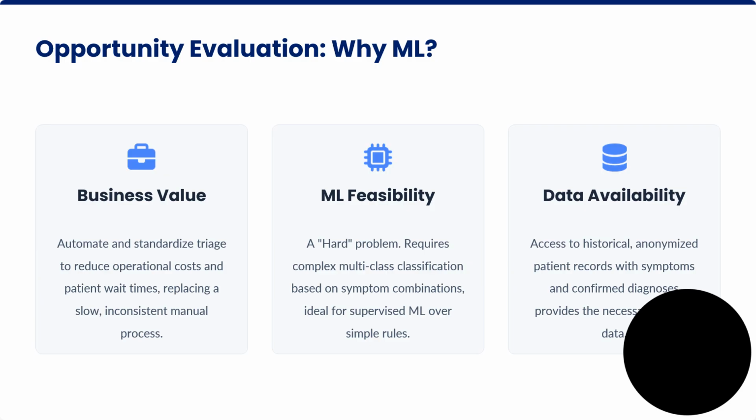2 is the machine learning feasibility. This would be considered a hard problem. It requires complex multi-class classification based on the combinations of symptoms, which is a core strength of machine learning that's supervised, unlike simple rule-based systems. And then data availability. We have access to historical patient records containing symptoms and confirmed final diagnoses, providing the necessary labeled data to train the model.